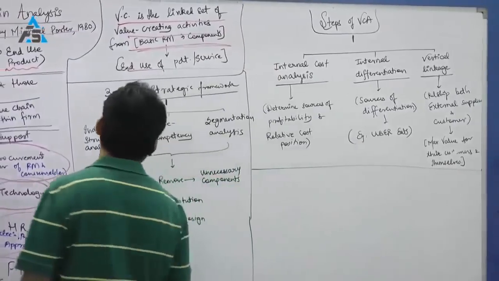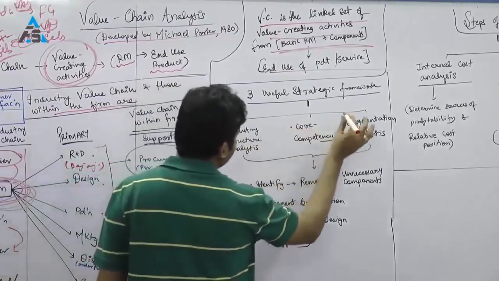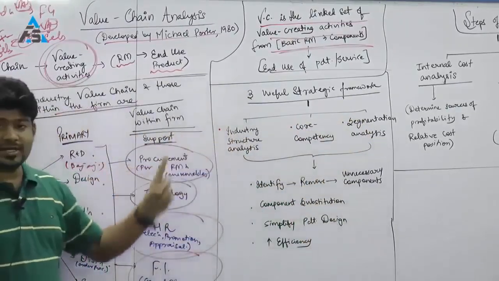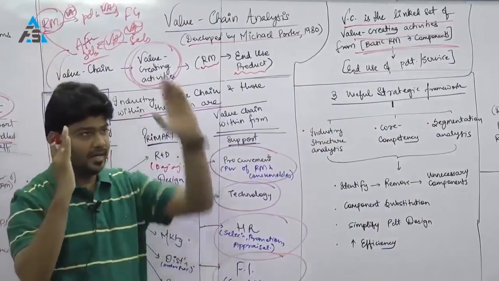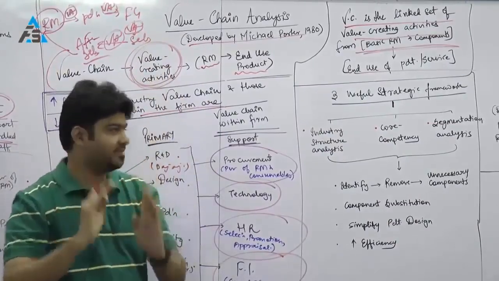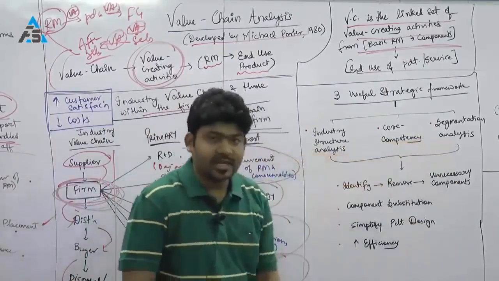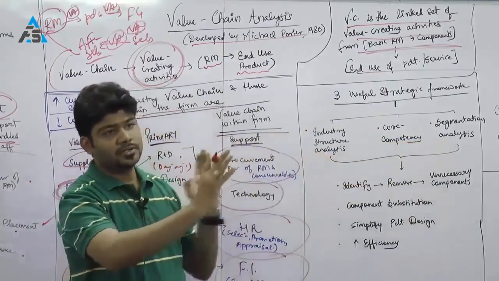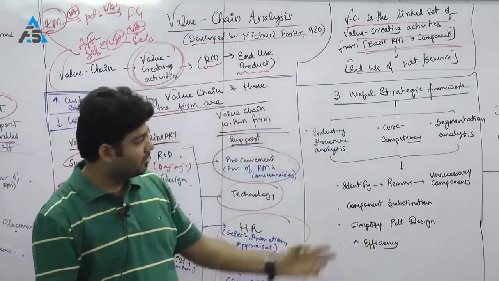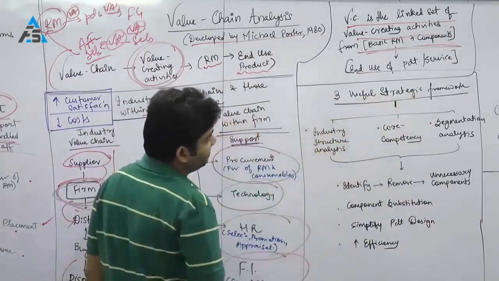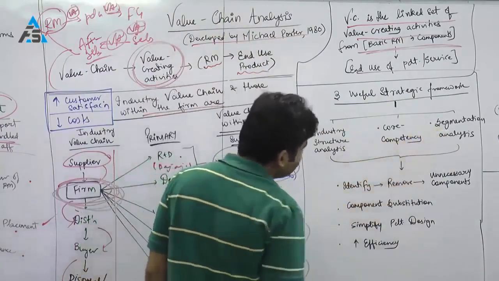Three useful strategic frameworks. What are the three useful strategic frameworks? Industry का structure analysis, core competency, segmentation analysis. Industry structure analysis: the industry in which you are operating, उसका value chain as such क्या है and your value chain, so whether you are complying with that or not. Core competency, every product, every company has to have that. And segmentation analysis, how are you segmenting in terms of the whole thing? So say for example, segment wise, how are you performing vis-a-vis your competitors is what the useful strategic frameworks can be used for your value chain analysis. So industry structure analysis, core competency and segmentation analysis.